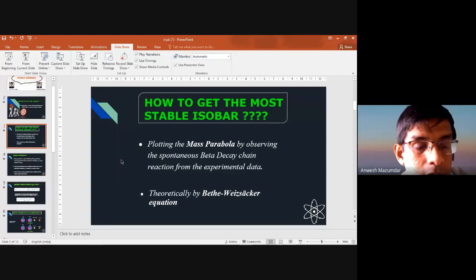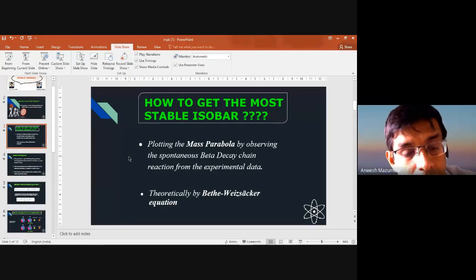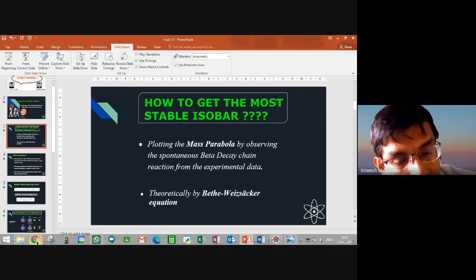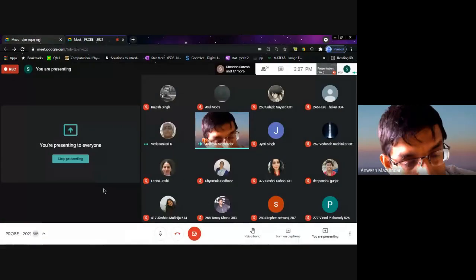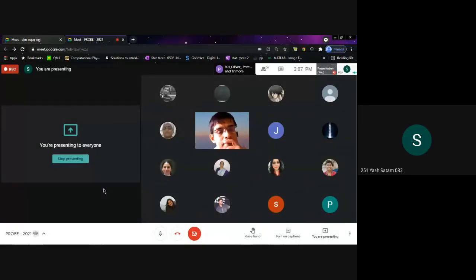So for each mass number, you have to calculate. Basically, for each nucleus you obtain the binding energy from some table? Yes, sir. We have also mentioned it in the references. We used a nuclear data site which provided us the data for the binding energy, but the only thing that we had to do was to check the nuclear chain, the spontaneous nuclear chain.